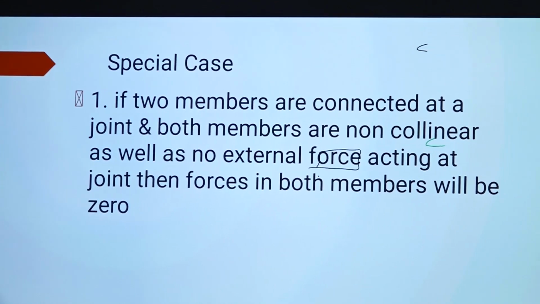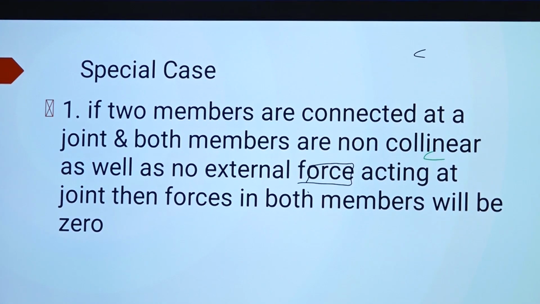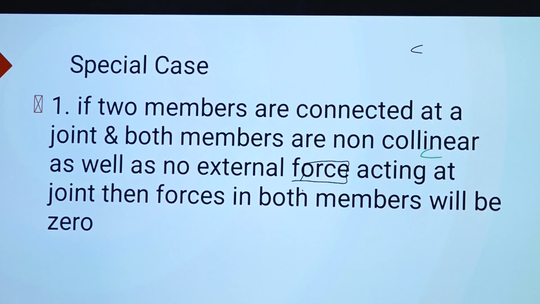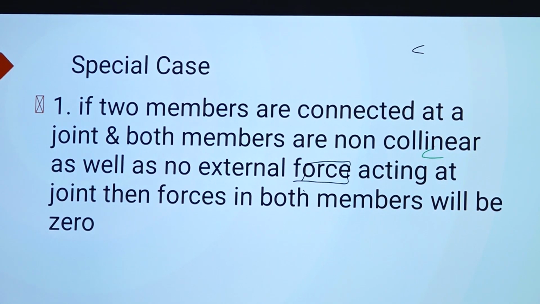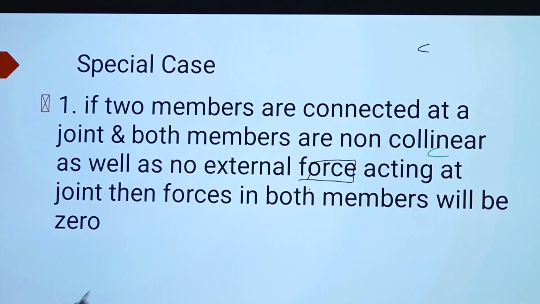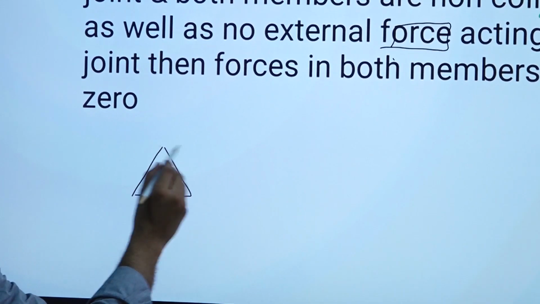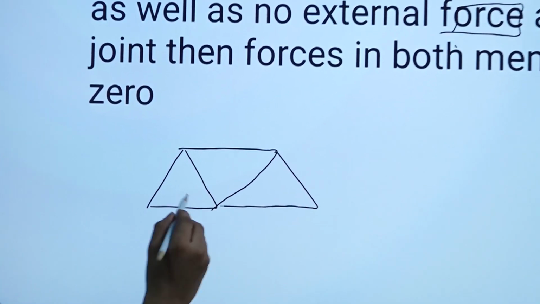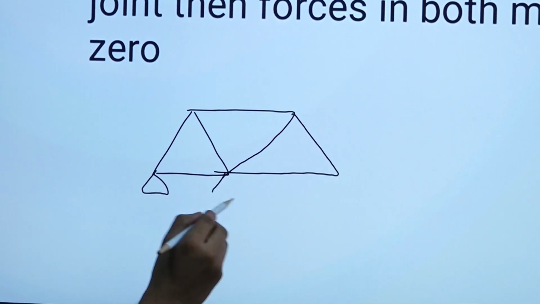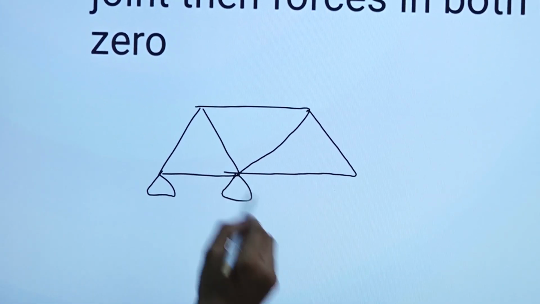So there are some special cases. The first one is: if two members are connected at a joint, and both members are non-collinear, as well as no external force acting at the joint, then the forces in both the members will be 0. I will explain this by making one simple truss. Suppose we have this truss and we have support only at these 2 points. We don't have any support at this point.